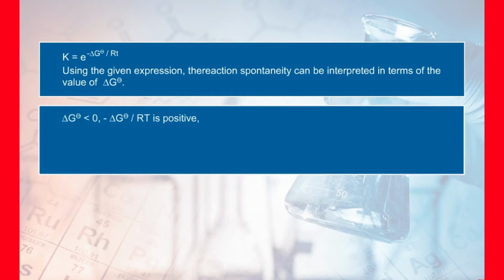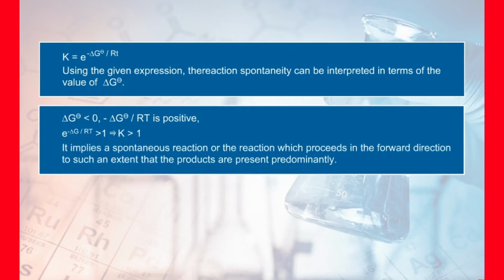If the standard Gibbs energy change is less than 0, then the exponential term becomes greater than 1, making the equilibrium constant greater than 1. This implies the occurrence of a spontaneous reaction which proceeds in the forward direction to such an extent that the products are present predominantly.